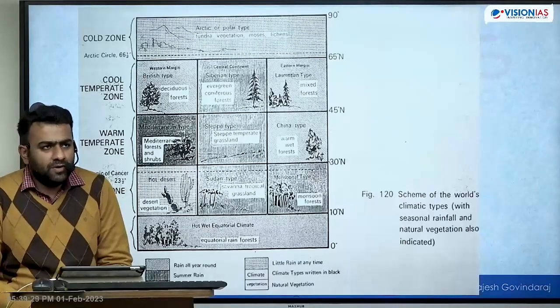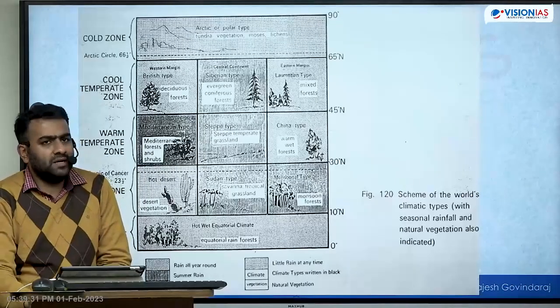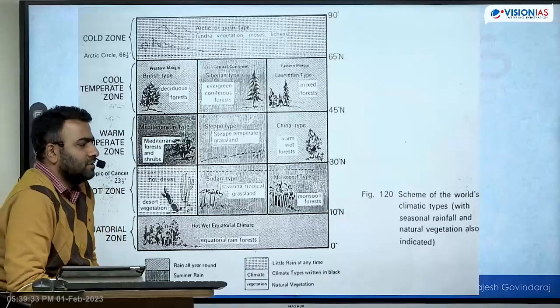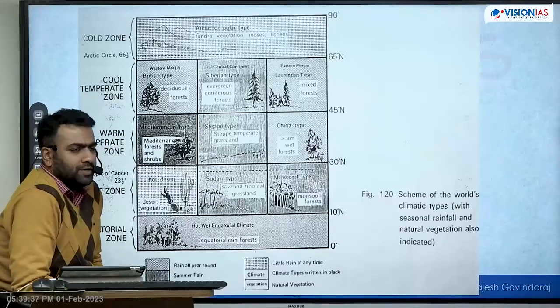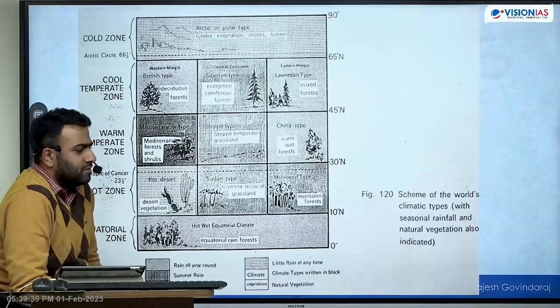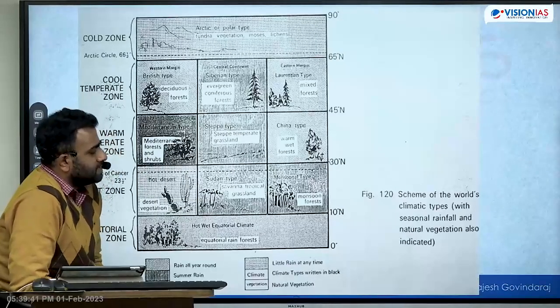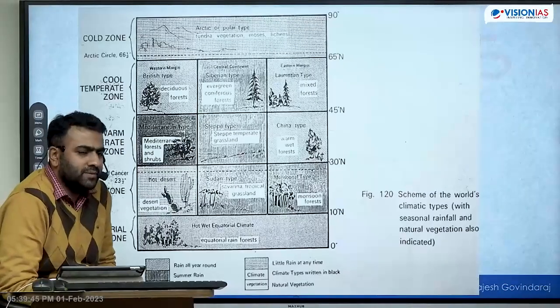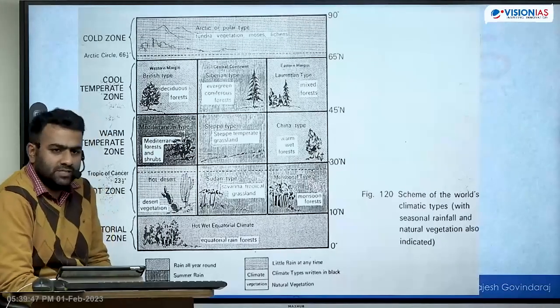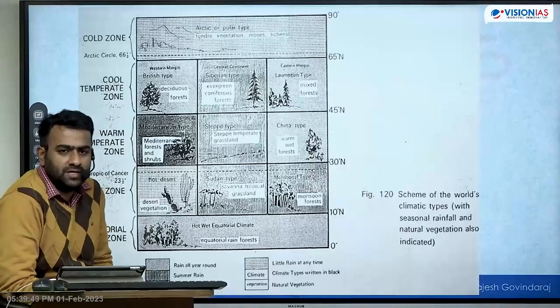So you will find this particular table at the end of the climate chapter in GC Leong. Okay, so I think chapter number 13 या 14 में होगा. Either 13 या 14 का end में होगा. So this is the most useful table you will find in the entire book. एक single table से पूरा के पूरा सारा climatic regions को आप समझ सकते हो. You can understand this. Very easy to remember.